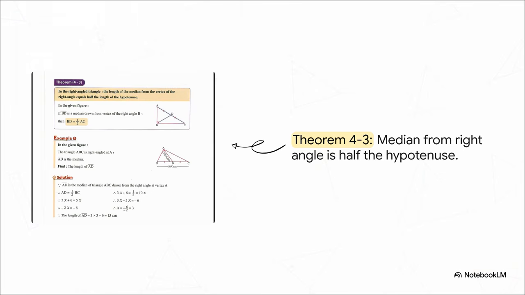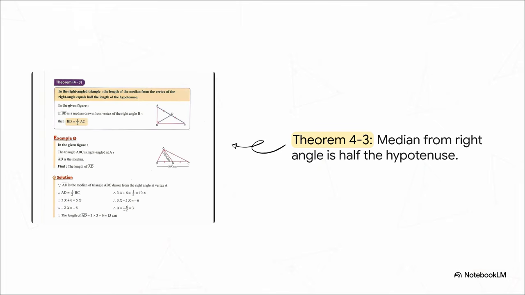If you have a right-angled triangle and you draw a median originating specifically from that 90-degree right angle down to the opposite side, which, as you know, is called the hypotenuse, the length of that median will be exactly, perfectly equal to half the length of the hypotenuse. It is such an incredibly elegant relationship between the angle and the opposite side's geometry.